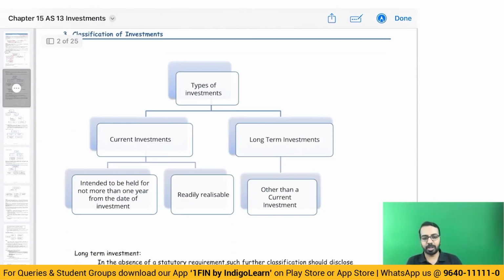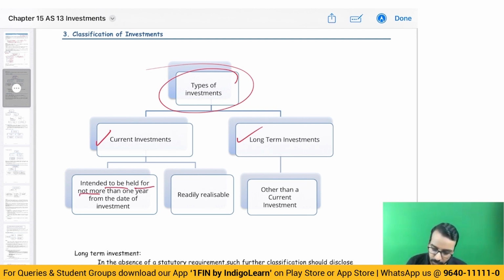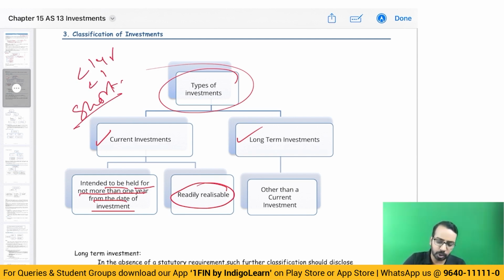Now, the definition is not that relevant, but what is important is the types of investment. The standard classifies investment into 2 categories: current investment and long-term investment. Current investment is intended to be held not more than 1 year from the date of investment, and it is readily realizable. So basically, we can also call it short-term. Less than 12 months, but this is viewed from the date of investment. I will hold it for a period of 12 months, current investment.